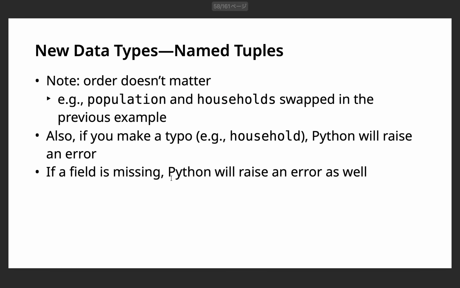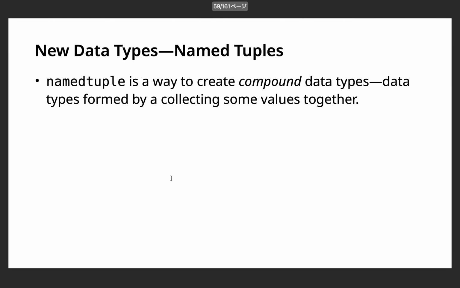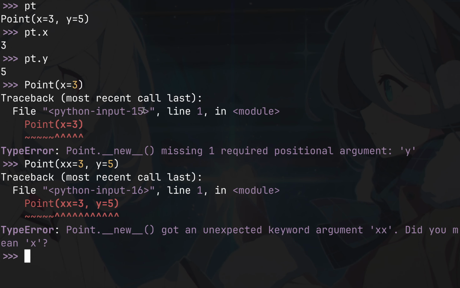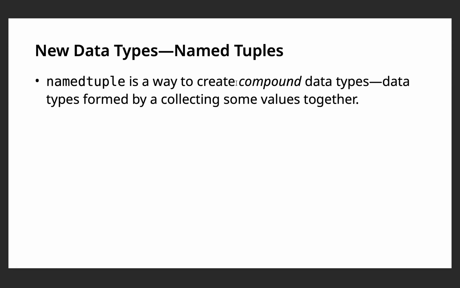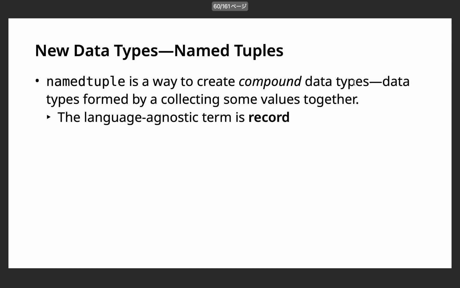So that's mainly what named tuples are for. Okay, so what did we just do here? We've essentially grouped up a bunch of related information into a single data type. So what we've made is what we call a compound data type. We basically collected several different related values together in order to form our own data type.